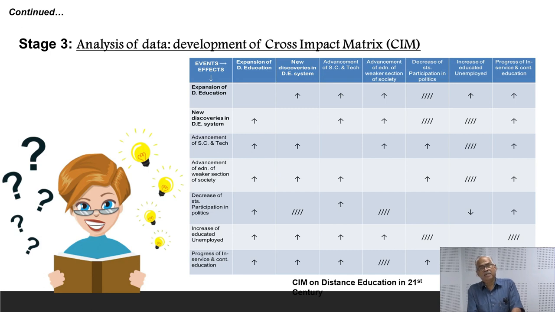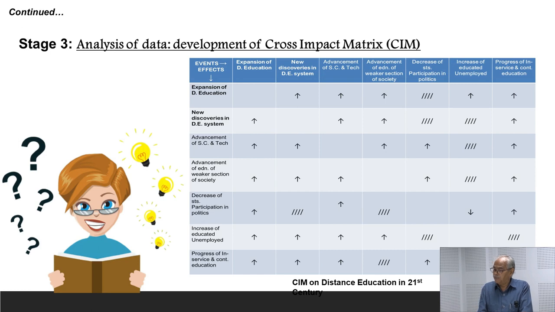Next is educated unemployment will be rampant. And last point here we forecasted, there will be progress of on-the-job learning, continuing education, lifelong learning for every professional group, including teachers. So these events, how they will affect each other, with what force?